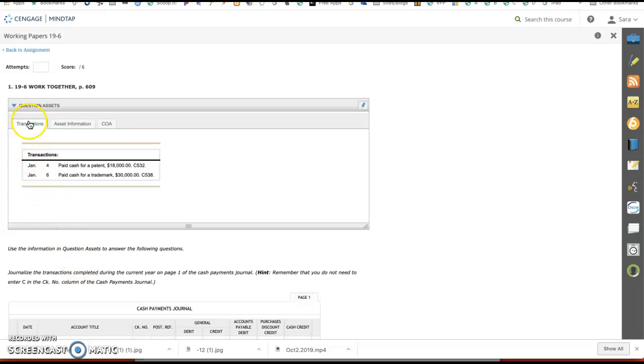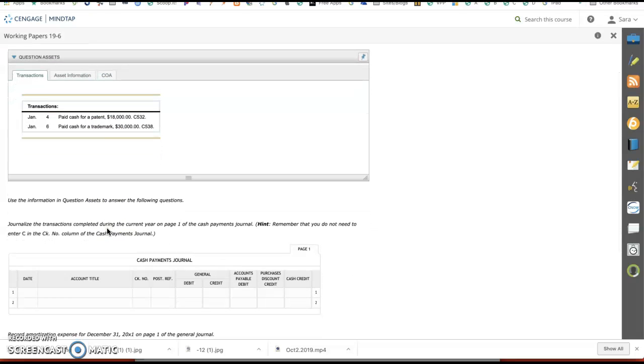Okay, so we have some different information up here: transactions, asset information, and our chart of accounts. And so we are going to first journalize the transactions completed during the current year on page 1 of our cash payments journal. And then they're reminding us we don't need to put in C for the check number.